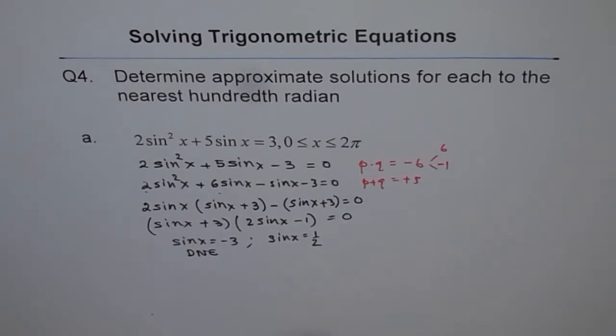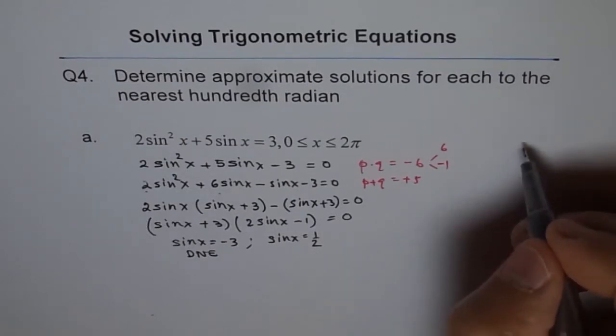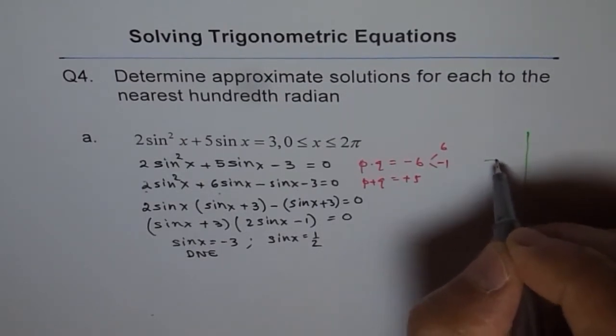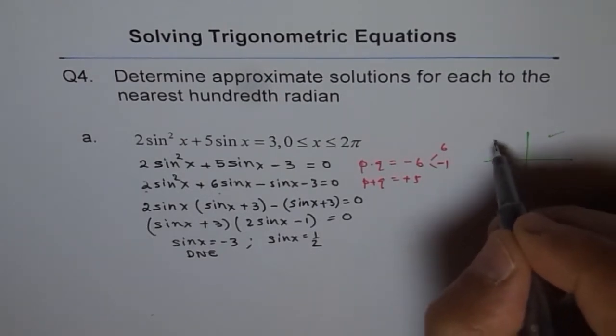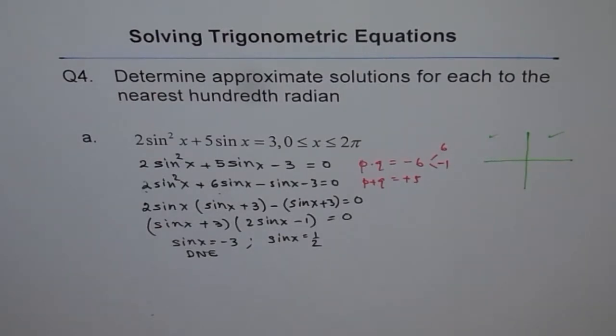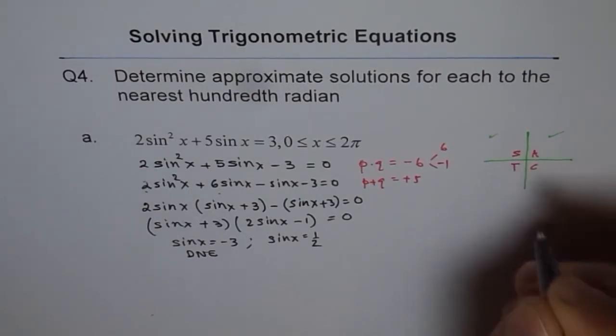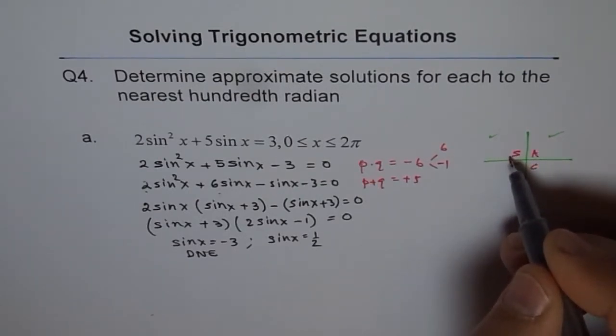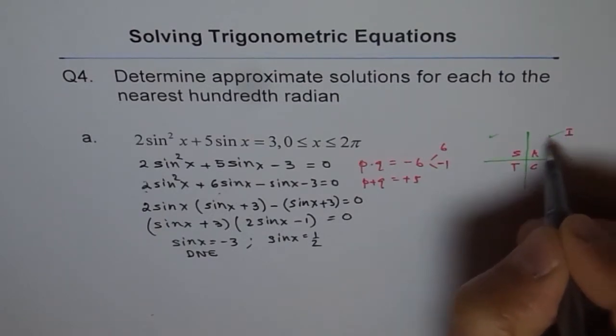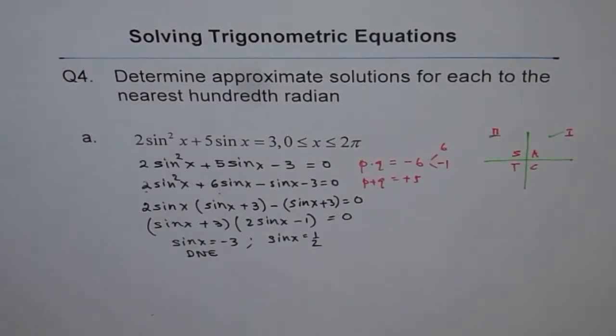But sine x can be half, and we have possible solutions for this. So we say, well, sine x is half in two places. One in this quadrant and the other one in quadrant 2. So use the CAST rule. It says all are positive here and sine is positive in quadrant 2. So we have solutions in quadrant 1 and quadrant 2.